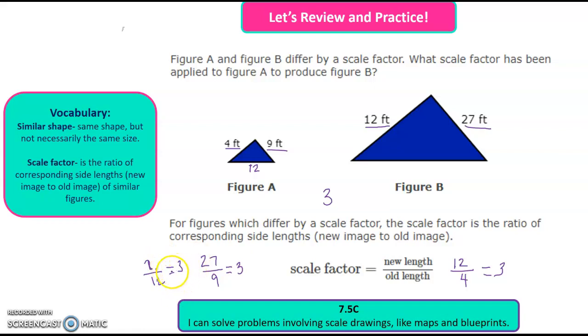So how would we solve to get that? You would take the old length and you would multiply it by the scale factor. So 12 times 3. What is that? Yes, 36. So our new side would be 36 feet if we were to find that old image to new image.